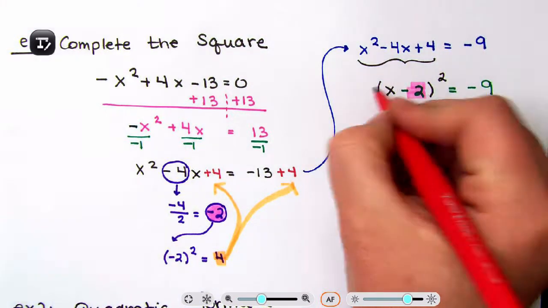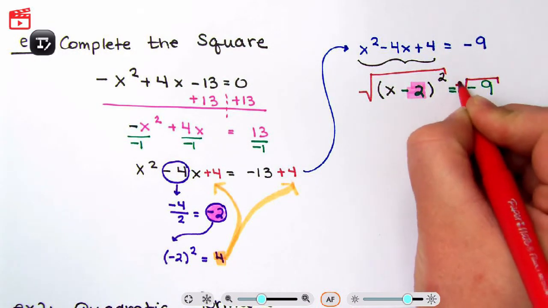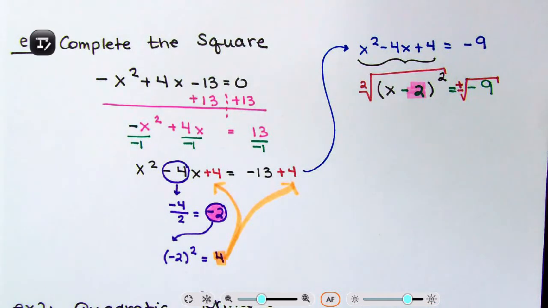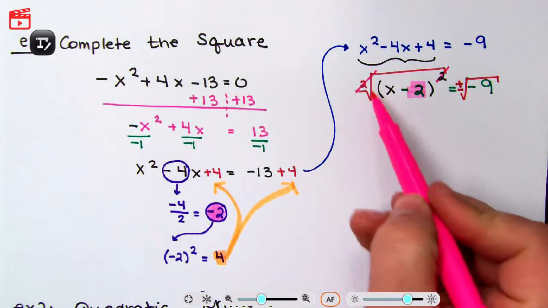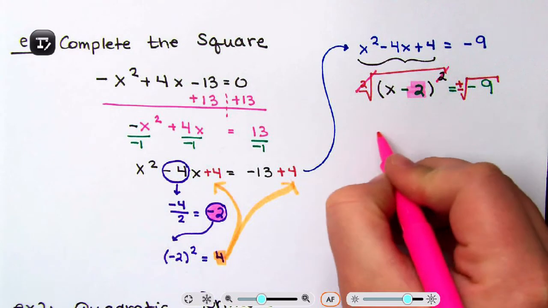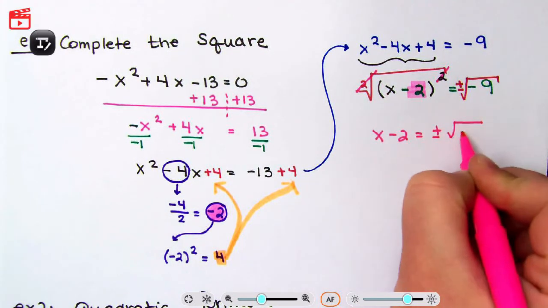So let's go ahead and take the square root of both sides. Now, when you take the square root, you must include a plus or minus. Here's a secret: there is an index of 2. When you take the square root, that 2 is not written. It's just something that mathematicians are too lazy to write, so you don't include it, but it's there. That index of 2 and the exponent of 2 undo each other, so you're left with x minus 2 is equal to plus or minus the square root of negative 9.